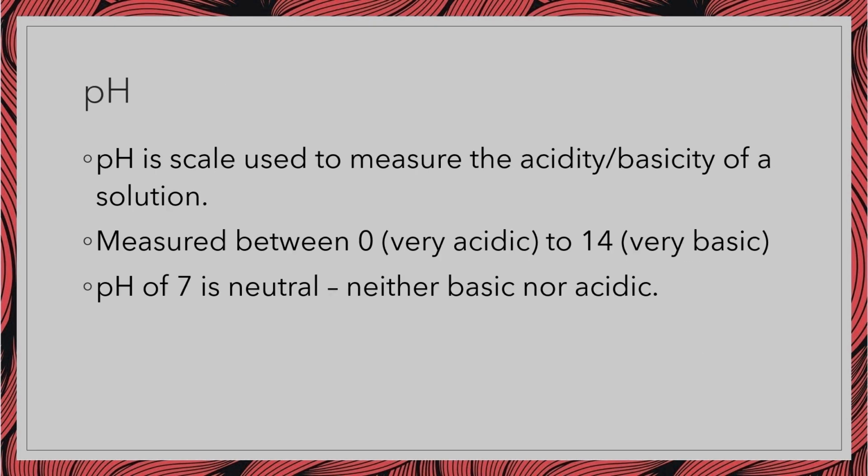pH, I have mentioned that a little bit before, but we'll go into detail in future lessons. It's a scale used to measure the acidity or basicity of a solution. We measure it between 0 and 14, though technically we can go outside that, but it's very, very rare. A pH of 7 is neutral. It's neither basic nor acidic.